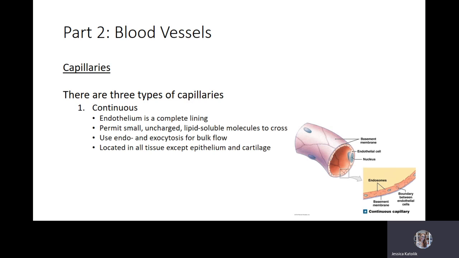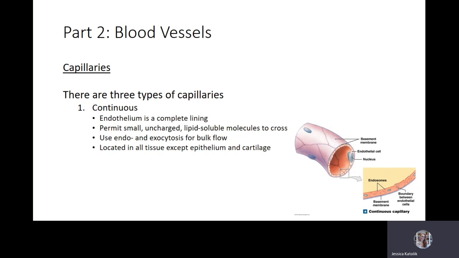So first one is continuous capillaries. Continuous capillaries are going to pretty much be composed of just the endothelium, just the tunica intima, the deepest layer of the vessel wall, and the basement membrane that surrounds it. It's not going to have a tunica media, so it's no smooth muscle, no elastic fibers, and it's not going to have the tunica externa. It's not going to have that outer piece of connective tissue connecting the vessel wall. It's just going to rely on the endothelium and the basement membrane.